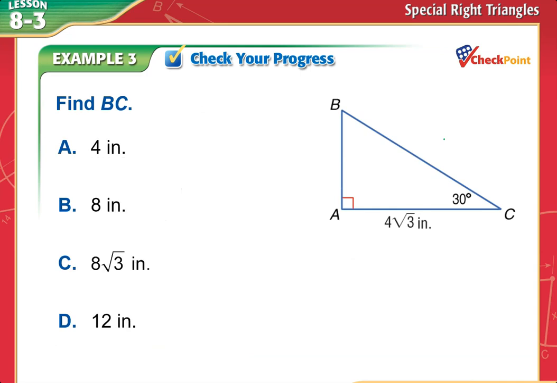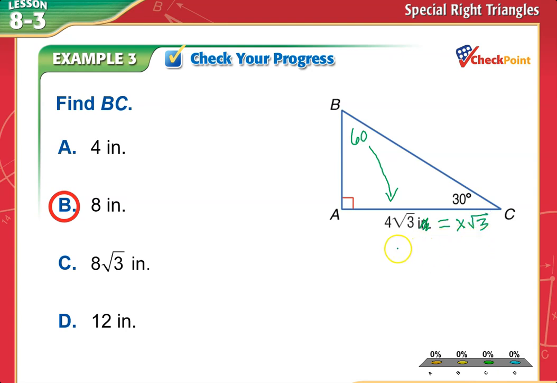Alright, check your progress. Go ahead and pause your video and see if you can find the length of the hypotenuse. Alright, and the answer is 8 inches. Let's see why that is. Okay, so we know that this is the side across from the 60 degrees. We know that that's equal to X root 3. We can solve for X by dividing both sides by root 3. That gives me X is equal to 4.